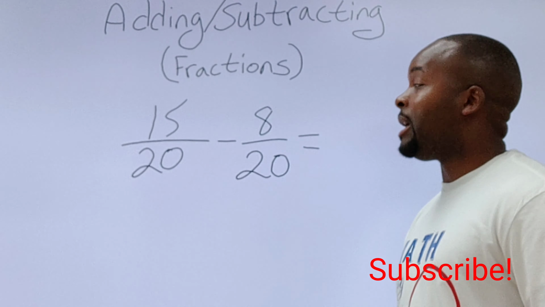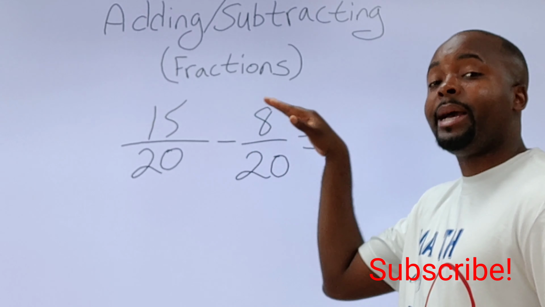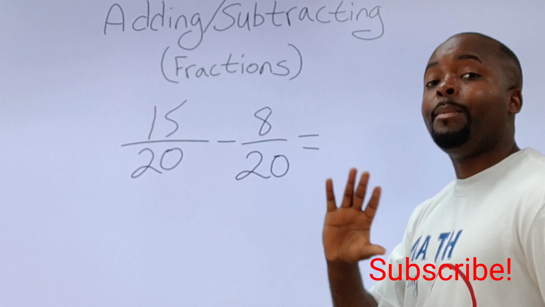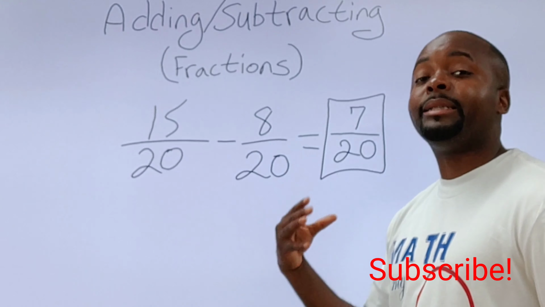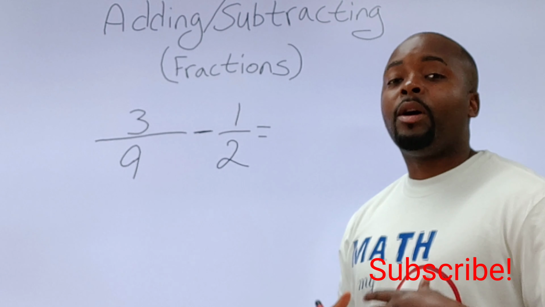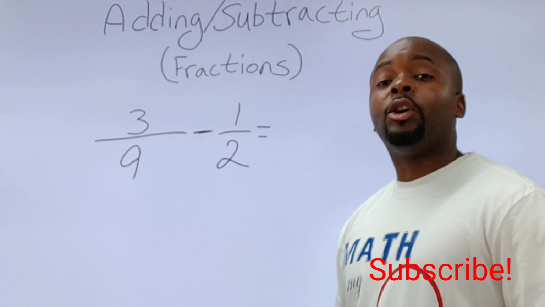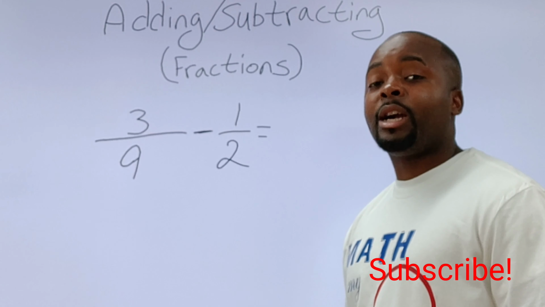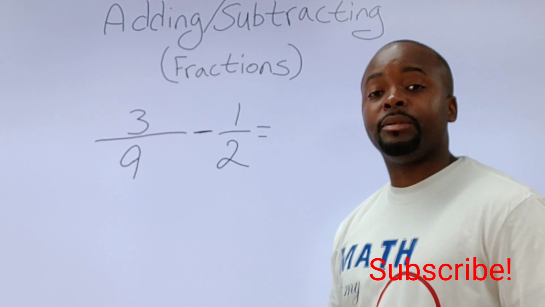Now that we have the same denominator, I can go ahead and go across and subtract. 15 minus 8 equals 7, and my denominator stays the same. Therefore, my answer now is 7/20. And for our final problem, we're going to do 3/9 minus 1/2. Go ahead and pause the video, find your common denominator, and see if you can work this one out, and see if we get the same answer.